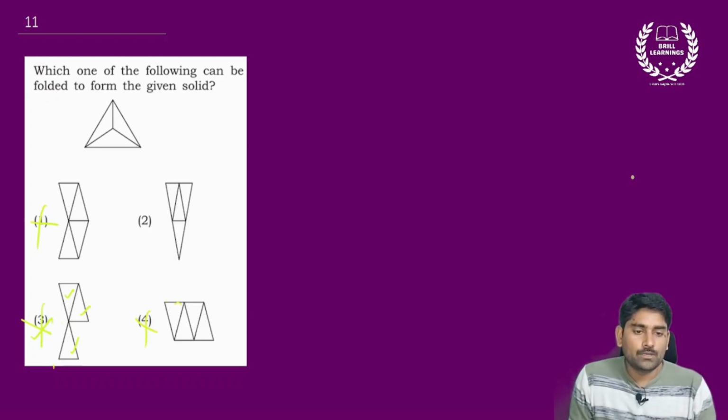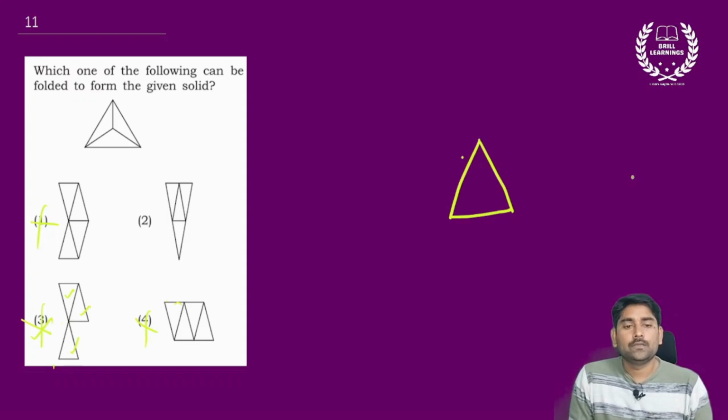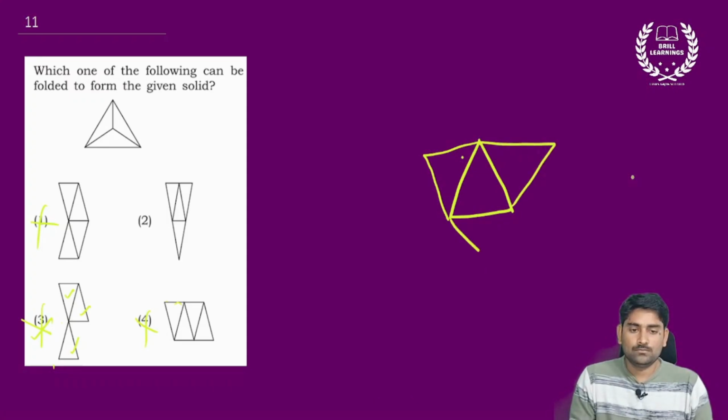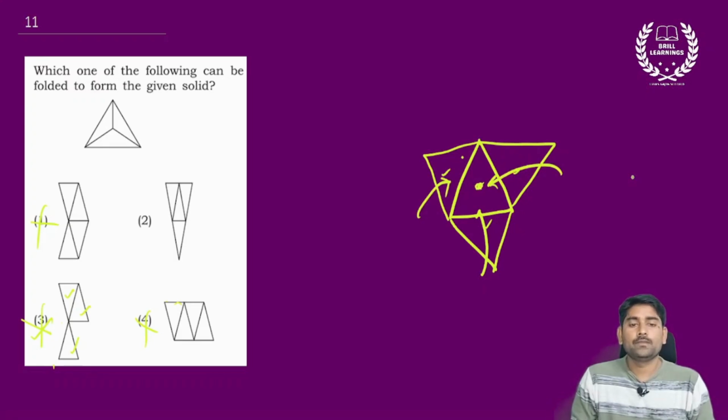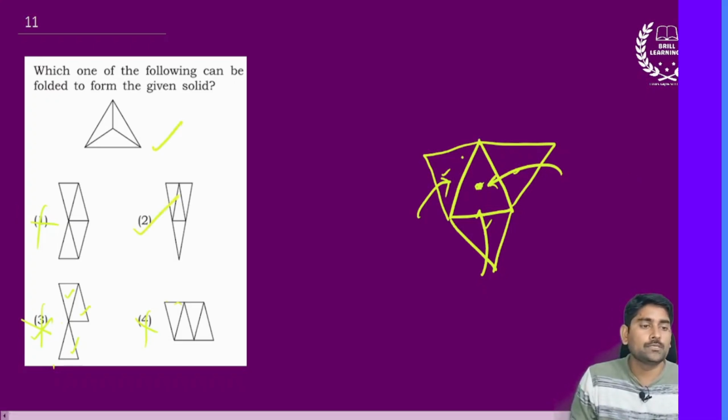If you have a figure like this, here we have a triangle like this, and another triangle like this, and a triangle like this, and another triangle. All are equilateral triangles. So if I fold all these triangles to some apex point, then I'll get this tetrahedron. So the second one is the correct answer. Let's move on to the next question.